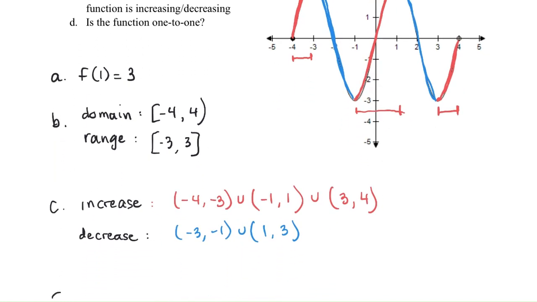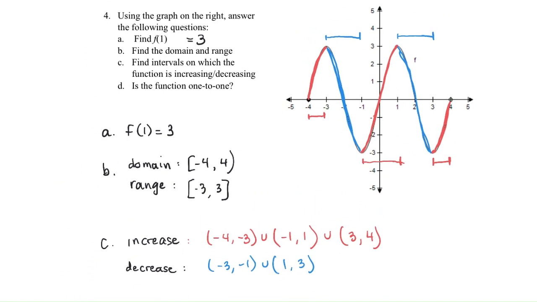Now part D, is the function 1 to 1? It is a function because it passes the vertical line test, but what we talked about in section 2.8 is for it to be 1 to 1, it needs to pass the horizontal line test, and this does not. It fails the horizontal line test. So it is not 1 to 1. And if you needed to explain that, which it would be a good idea to be prepared to explain, it fails the horizontal line test.